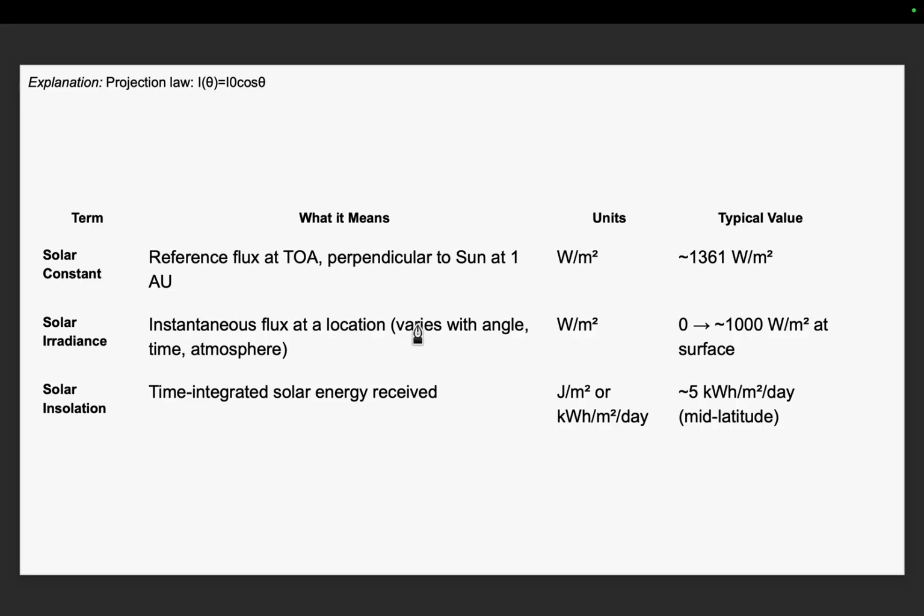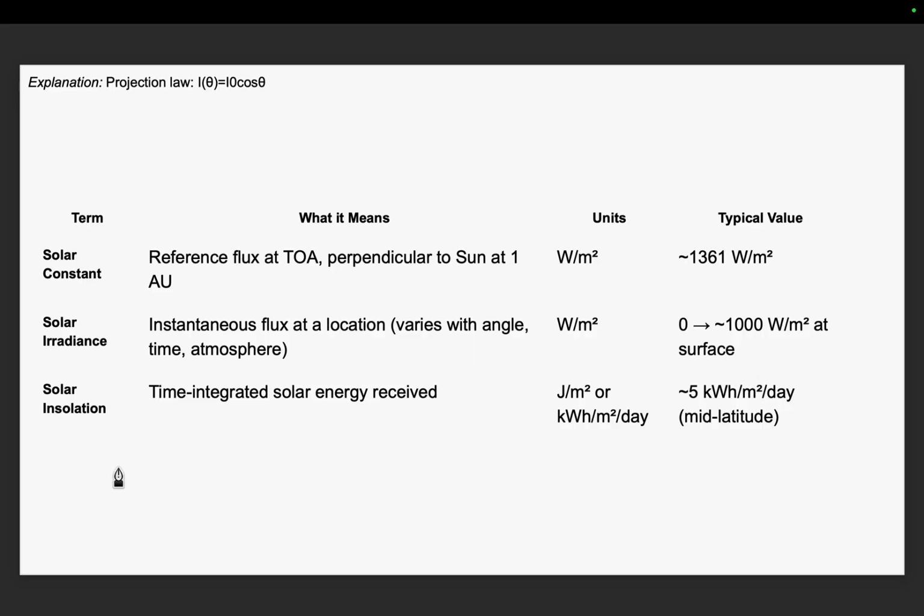And the solar irradiance defines the instantaneous flux received at some particular location on Earth. This value of course varies with angle, the time or season when we are observing that location, and also atmospheric factors. The solar irradiance has the same unit as the solar constant, watt per meter square, and has a typical value of 0 to 1000 watt per meter square at the surface.